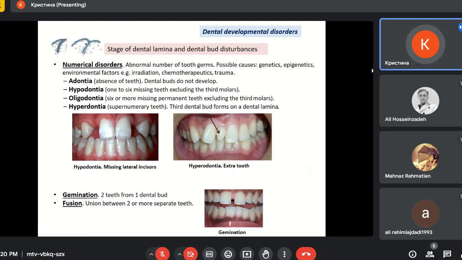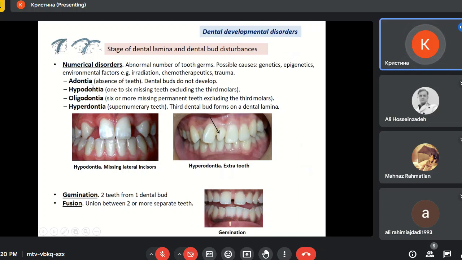And also we have some dental development disorders based upon the disorders in different stages of development. If something bad happens during the stage of dental lamina and dental bud, we will have the numerical disorders, which is not normal number of the tooth germs and not normal number of teeth, because the number of teeth is equal to the number of dental buds.